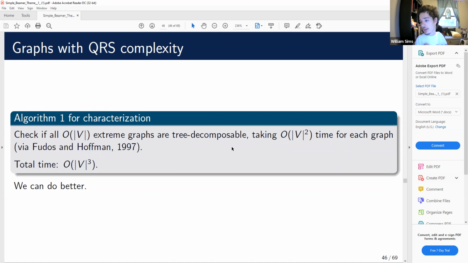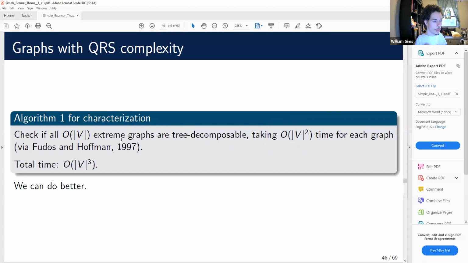So we had the definition from last time that a pair G comma F has QRS complexity. First off, our original definition was it had QRS complexity if the realization corresponding to an endpoint in a Cayley configuration space can be solved via a tree decomposition. And then we said that that was equivalent to every extreme graph being tree decomposable. And that was because, as we said, a realization at an endpoint realizes an extreme linkage.